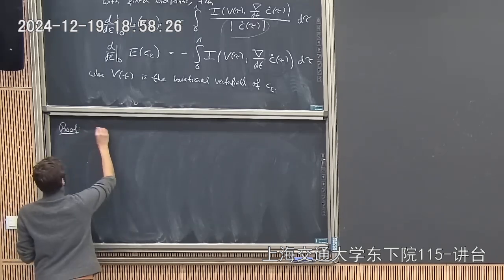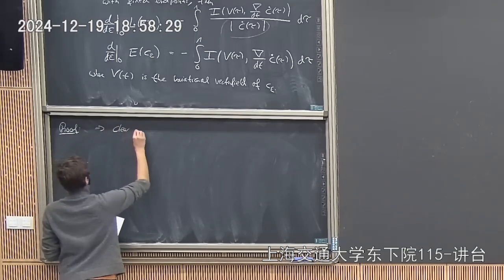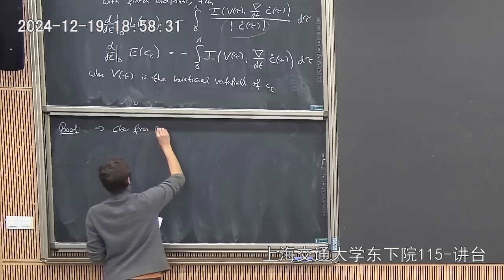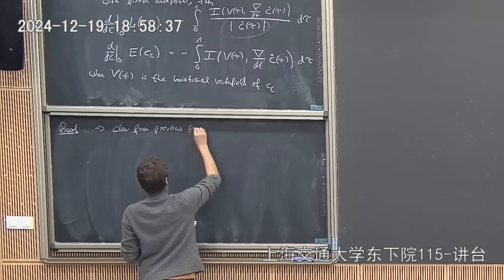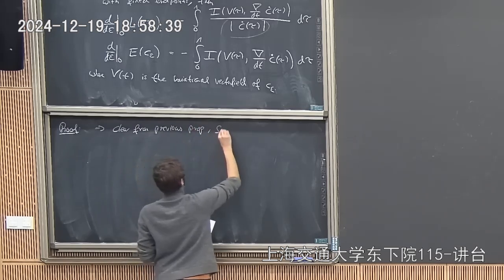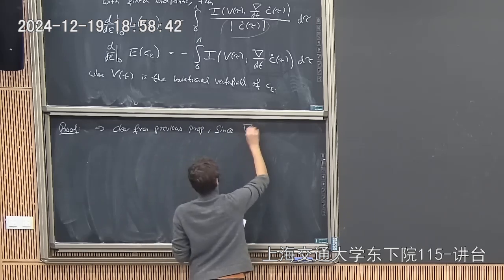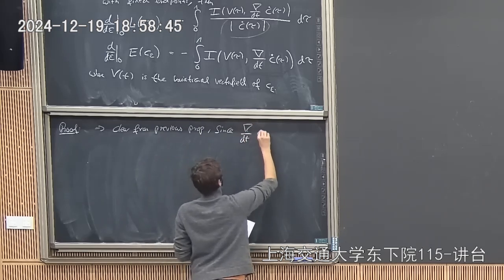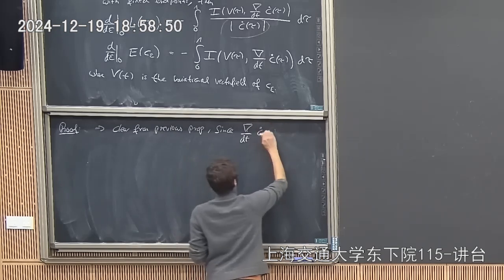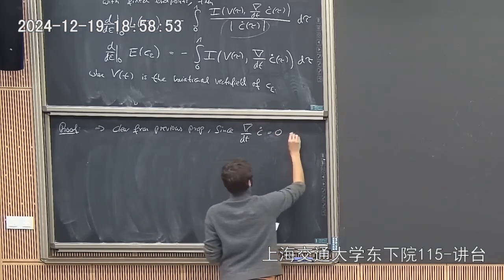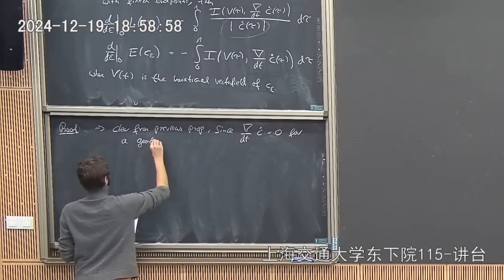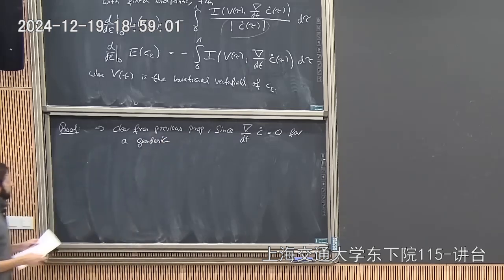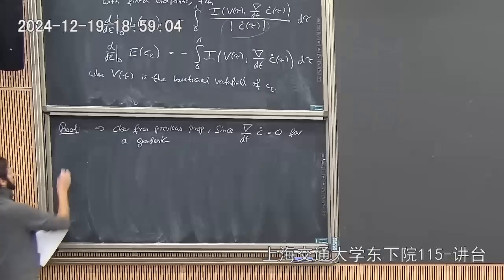So this direction is clear from the previous proposition, since the covariant derivative of the curve is 0 for a geodesic. So that's the one direction.